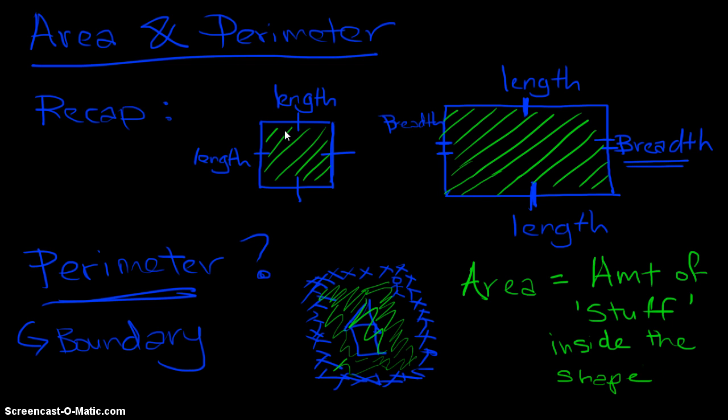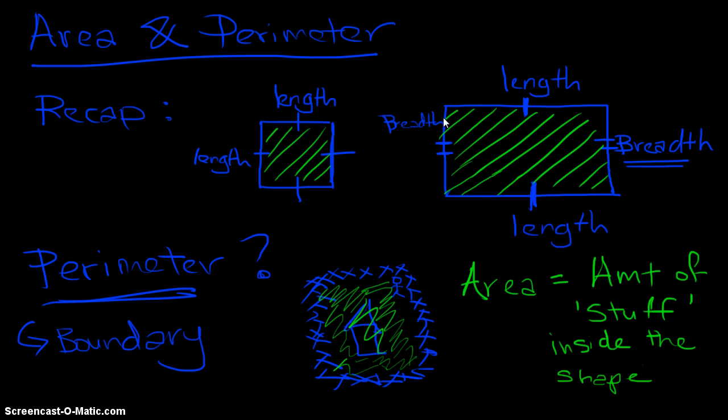So for the area, the area of the square is length multiplied by the length, to find the amount of stuff inside, because it's length plus another length and so on. So that's why it's length multiplied by the length. And for the rectangle, it's the length multiplied by the breadth, to find out the area inside of the rectangle.